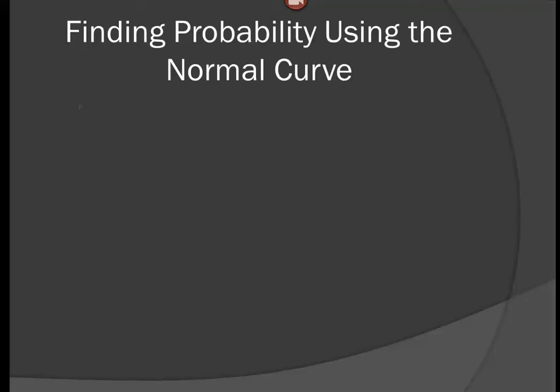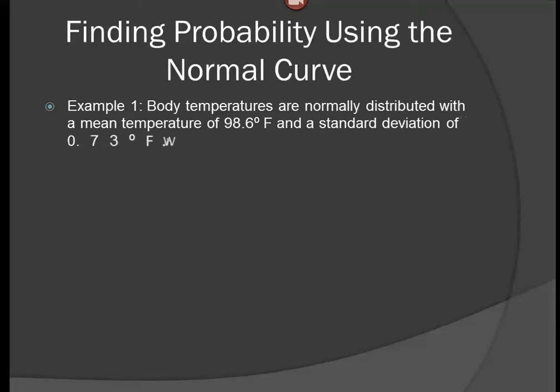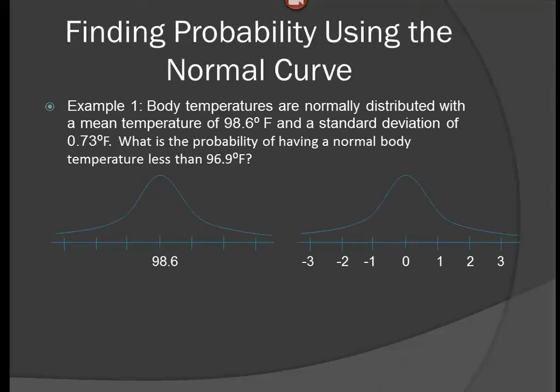So let's apply this to an actual real-world data scenario. Body temperatures, we're told, are normally distributed with a mean temperature of 98.6 degrees Fahrenheit and a standard deviation of 0.73. What then is the probability of having a normal body temperature that's less than 96.9? Well, picturing this on the normal curve, we know that 96.9 is less than 98.6. So somewhere over here on the left, we're not exactly sure where, we know that we're going to be looking for an area that's less than this, and so we're going to be looking for a tail area.